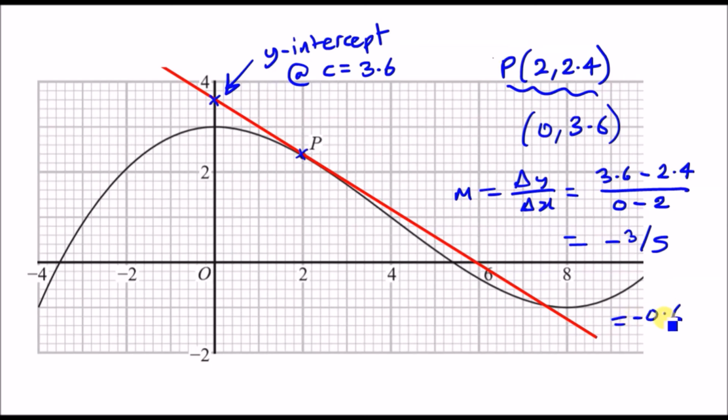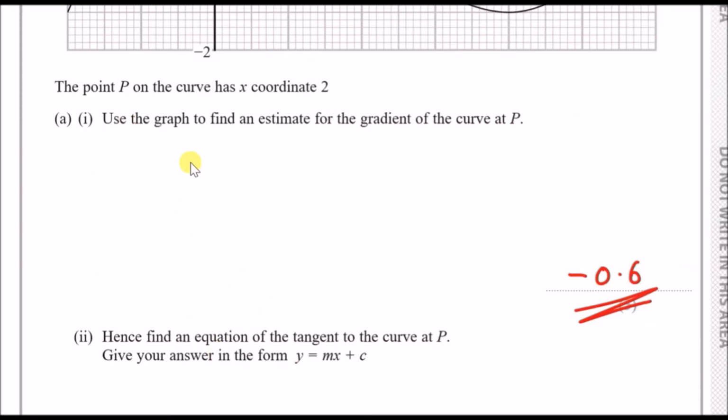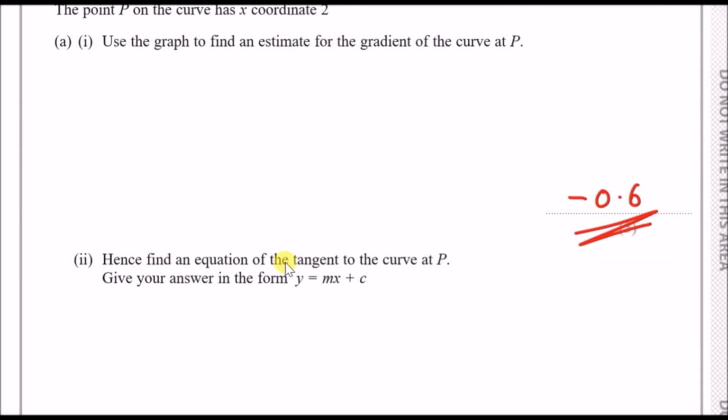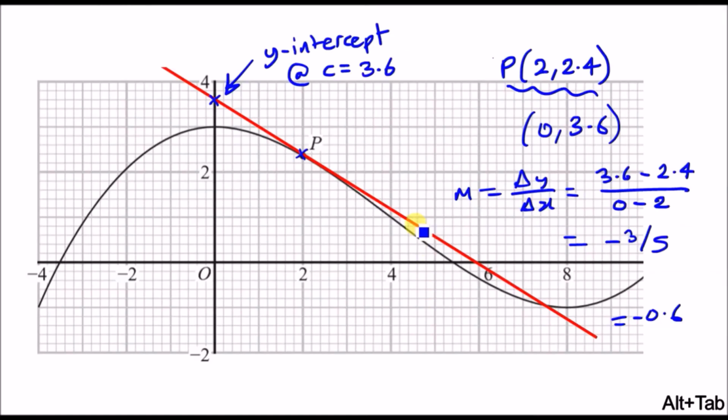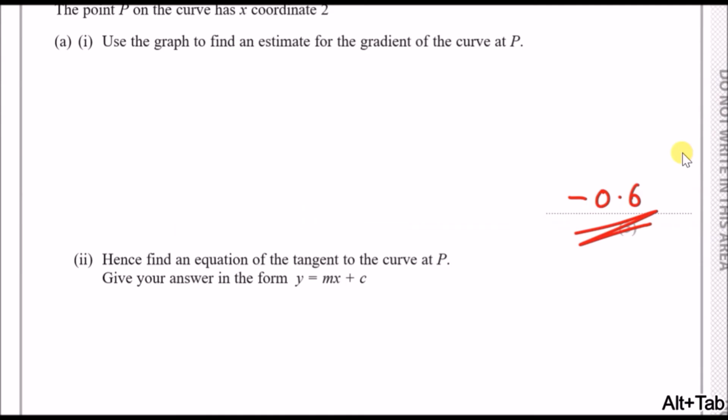And now the second part follows on directly from the first part. It says, hence, find an equation of the tangent to the curve at P, give your answer in the form y equals mx plus c. Well, the tangent is literally the equation of this straight line. And we know that the general form of an equation is always y equals mx plus c. We know what m is. m was minus 0.6. We know what c is. c is the y-intercept, which is 3.6. So because you know what m is and what c is, we can say that the equation is simply y equals minus 0.6x plus 3.6.